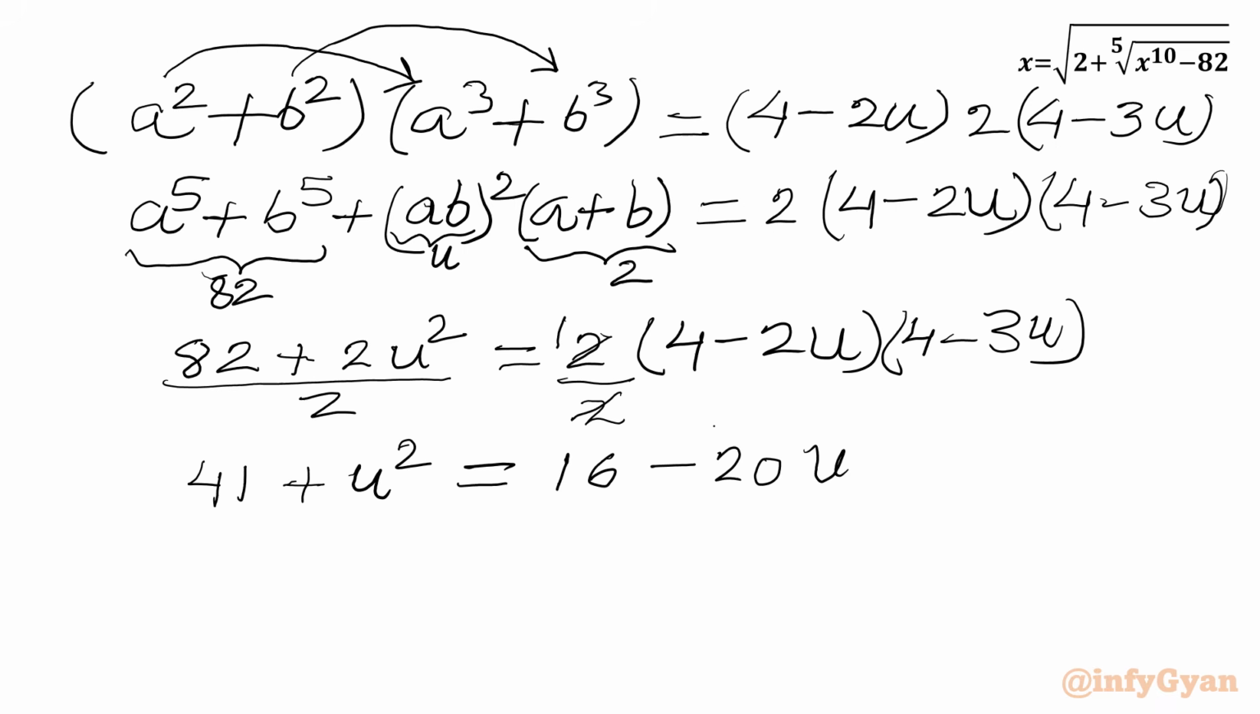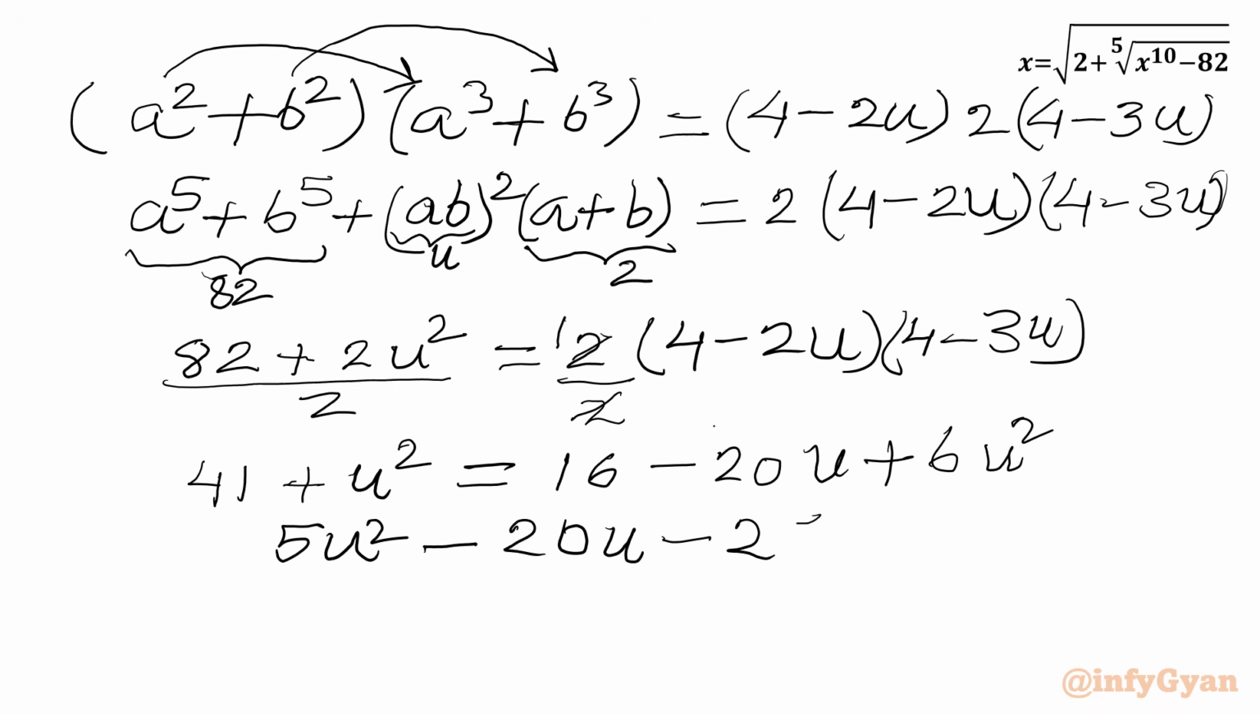Minus 2u times minus 3u is 6u square. We'll take all the terms to one side. We will write 5u square minus 20u minus 25 equal to 0. The equation is divisible by 5. So we will get u square minus 4u minus 5 equal to 0.